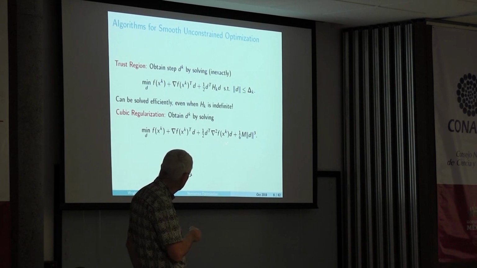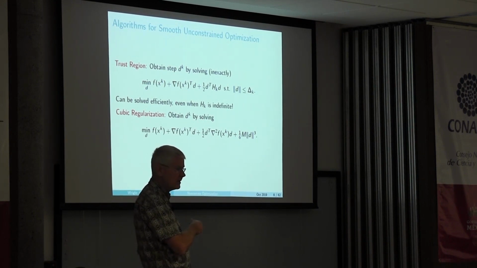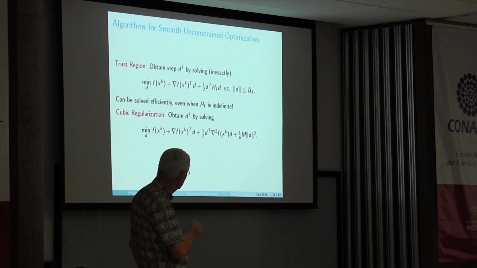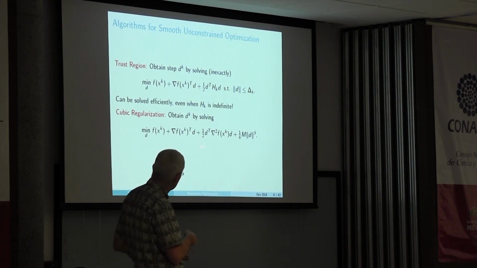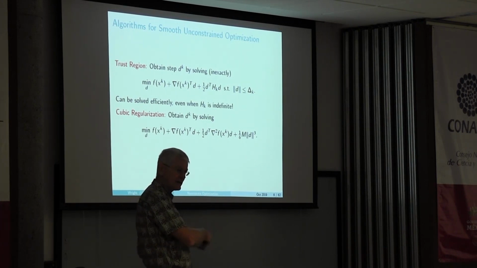Now, there's actually a very close relationship between trust region and cubic regularization. Because if you write down optimality conditions for the trust region, you get something that looks a lot like the cubic regularization. And some people have exploited the relationship between these two to come up with algorithms for cubic regularization that look a lot like trust region algorithms. Okay, so that's an outline of some of the main approaches.